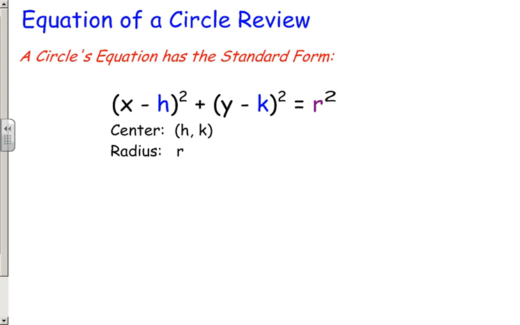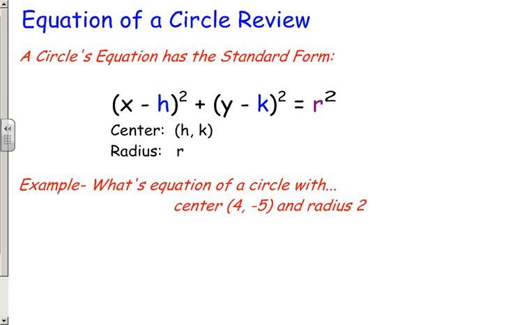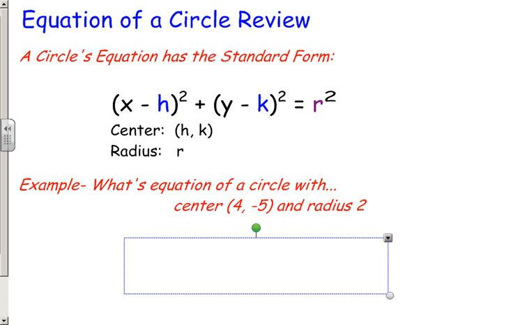All right, last idea is the equation of a circle. Here's the standard form of the equation of a circle. If you want to pause and refresh your memory, look at that. I've got a question. What is the equation of a circle with center at 4, negative 5, and radius 2? If you want to pause and try to think about it, pause right now. But the answer is x minus 4 squared plus y plus 5 squared.